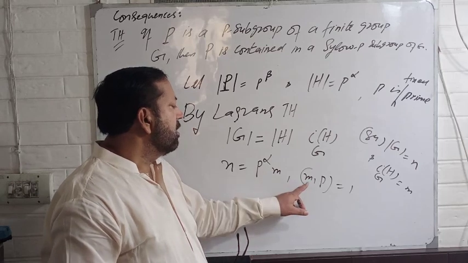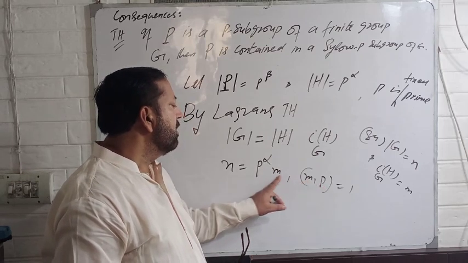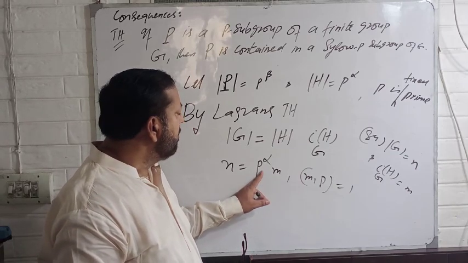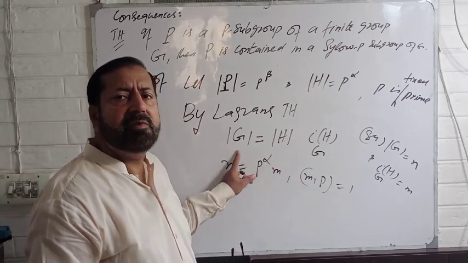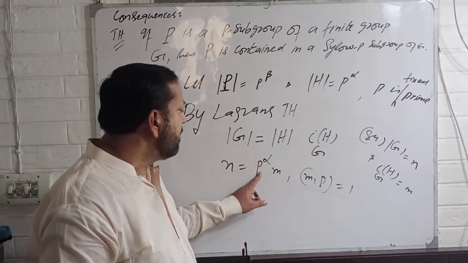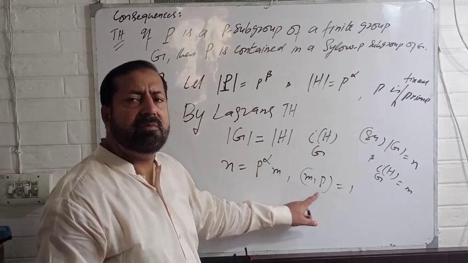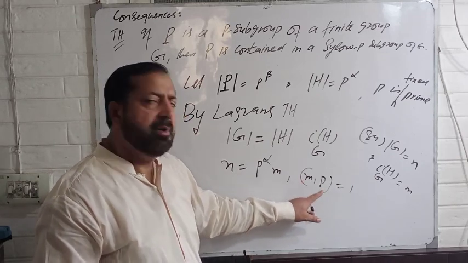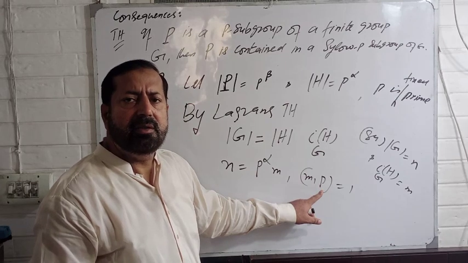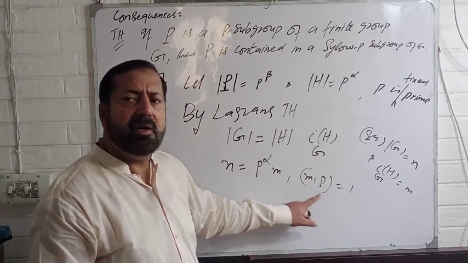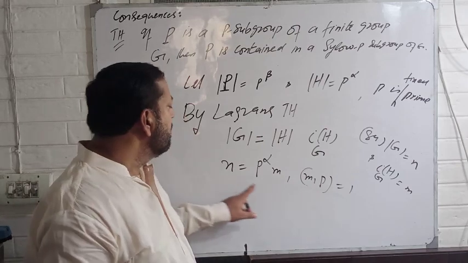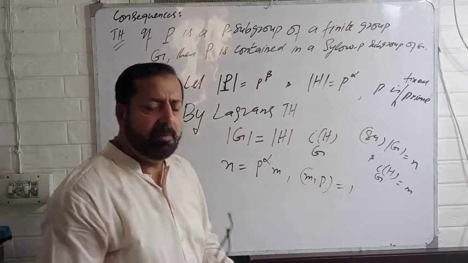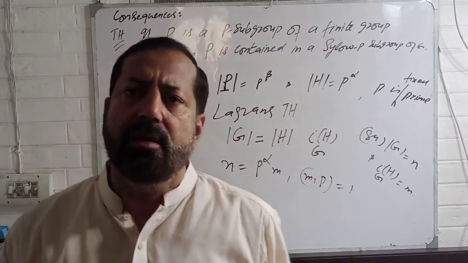Otherwise, P is a divisor of m. Then you can write P divides m. This would give you P power alpha plus 1 is a divisor of n, which would be a contradiction. So that's why this prime number and m are relatively prime. This is very simple because for every number with a prime number, either P divides m, or P and m are relatively prime. So when you write by Lagrange theorem n is equal to P power alpha m, then of course m and P are prime to each other.